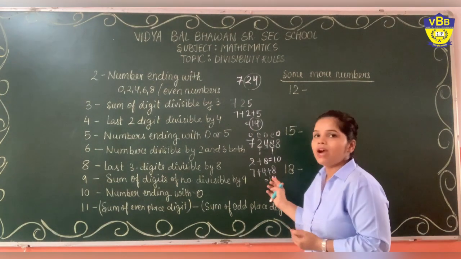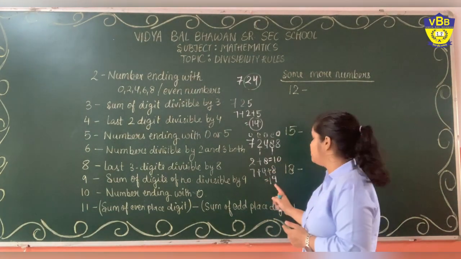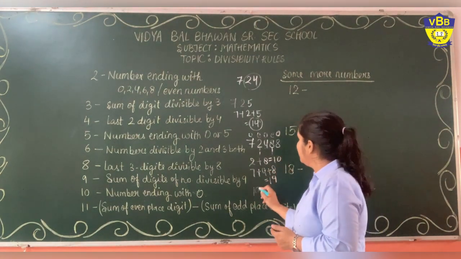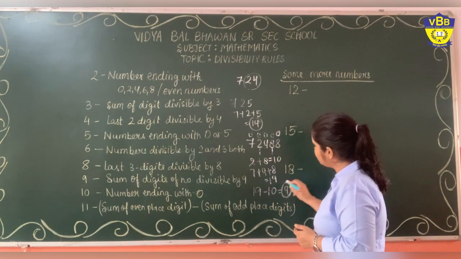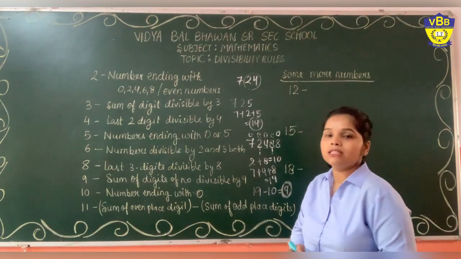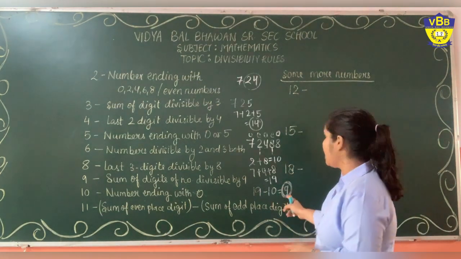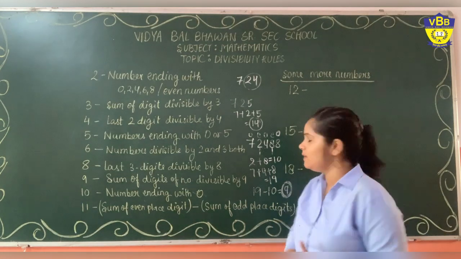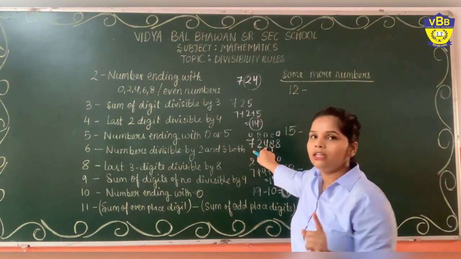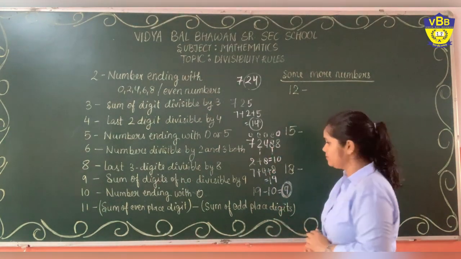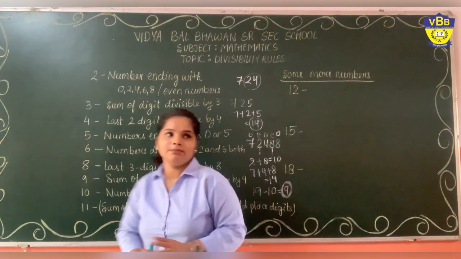Now you need to find the difference of these two sums. 19 minus 10 is 9. Now check if this difference is divisible by 11. 9 is not divisible by 11. So 72,488 is not divisible by 11. Okay, I hope this much is clear.